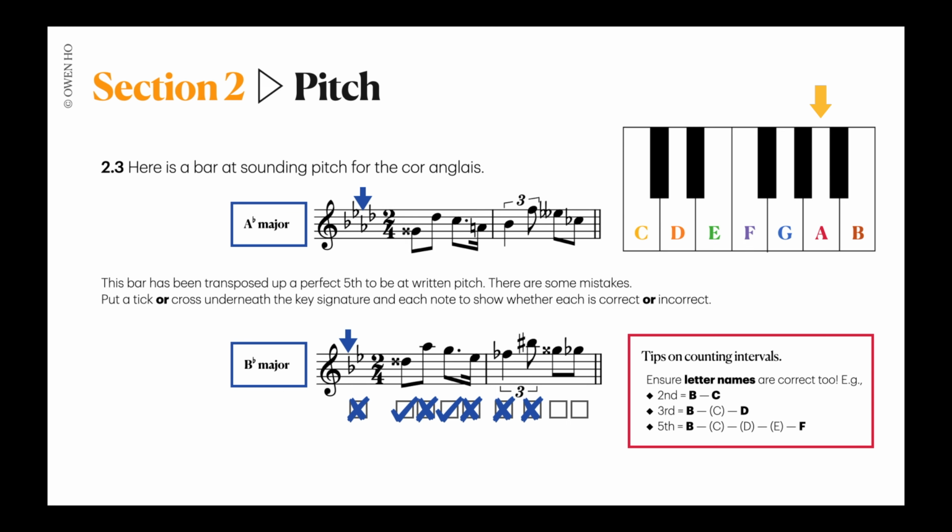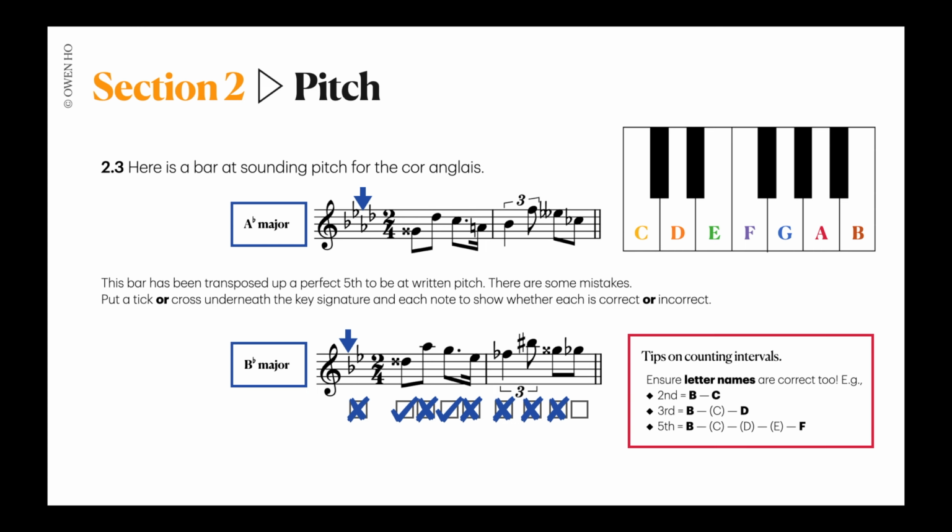However, because we're dealing with the idea of the fifth, we need to make sure that this A is actually a B double flat, because if we go up by 5 steps from the E, we will have E, F, G, A, B, 5 steps. So it has to be a B as the letter name. So in this case, the answer is going to be a wrong one, even if the number of semitones is correct.